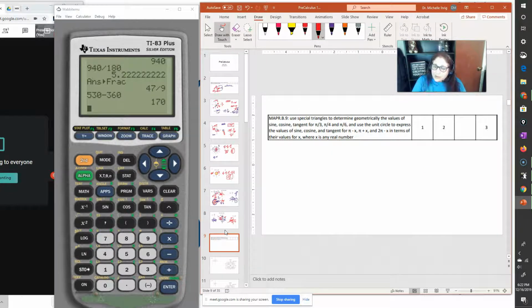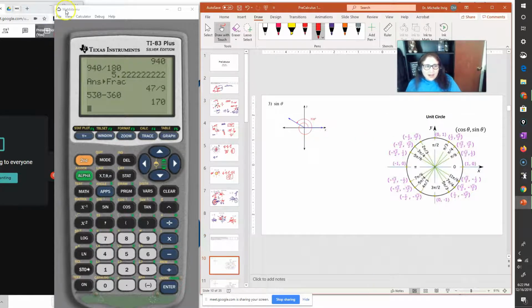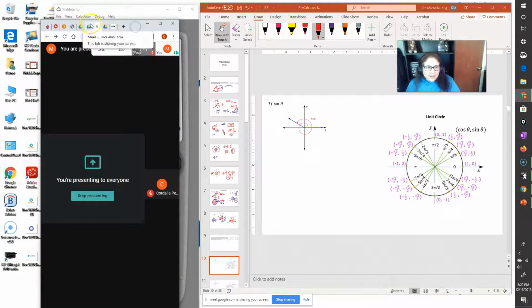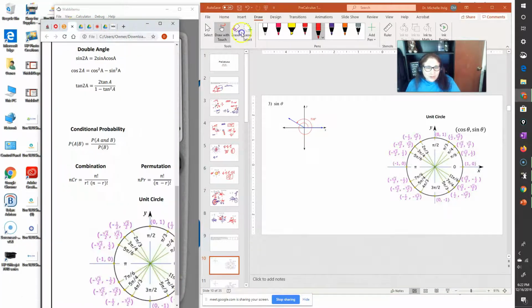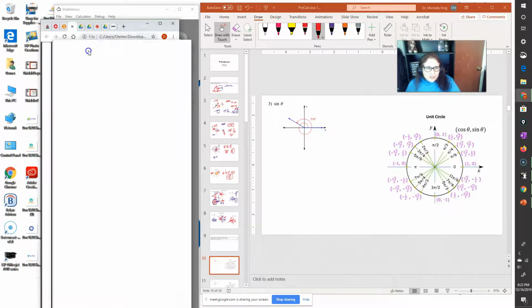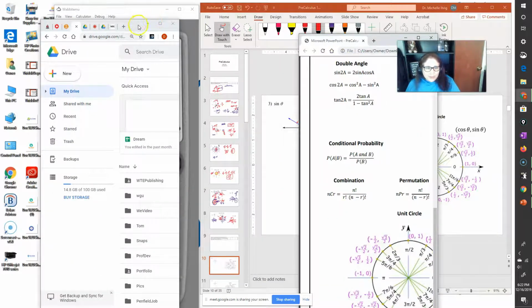Now it says use special triangles to determine geometrically the values of sine, cosine, tangent for those angles, and use the unit circle to express sine, cosine, tangent for all those other measurements. There's going to be 1 easy one and 2 challenging ones on this test. So this is what I thought was so cool. On your test, you actually get to have somewhere a formula sheet. And I'm sure your teachers have been awesome in showing it to you the whole time.